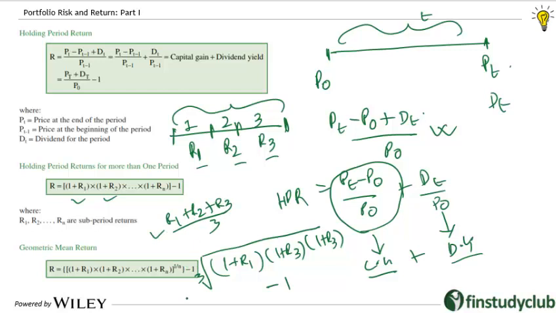Which is going to be greater, arithmetic mean or geometric mean? Well, it's the arithmetic mean which is going to be greater than the geometric mean. And the difference between the two is going to be a function of the volatility of return. So the greater the volatility of return, the greater shall be the difference between the AM and the GM.